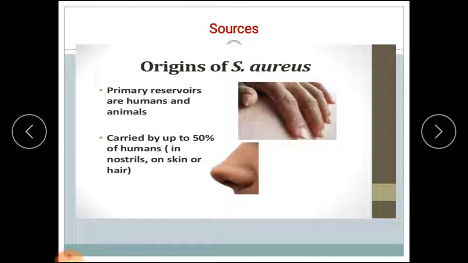Now the sources where these organisms are found. Mostly, you know that well known, they are present on your skin. So origin of Staph aureus: the primary reservoirs are humans and animals. Means they are always found on human beings and animals. They are carried by up to 50% of humans. Means most human beings carry this Staph aureus, and they are present in the nostril or on the skin or on the hairs from which they carry this organism.